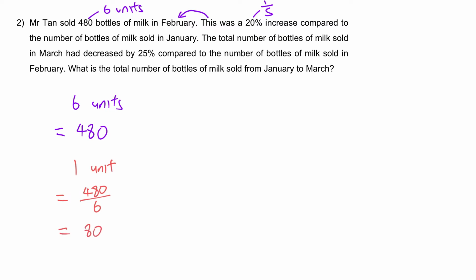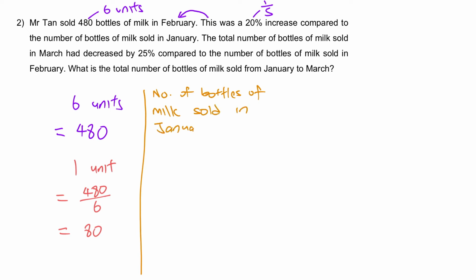From here, we're going to figure out the number of bottles of milk sold in January. Since January is 5 units, right? So we're going to times 5. Number of bottles of milk sold in January, which is 5 units again, so 80 times 5. That will give you 400.